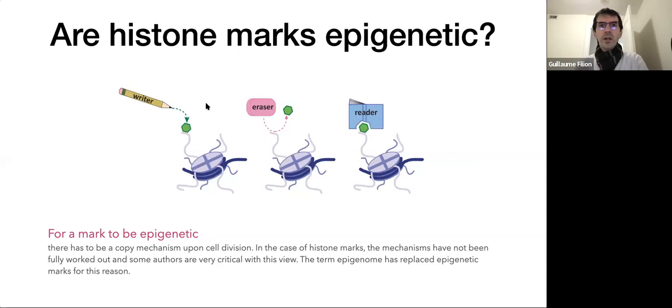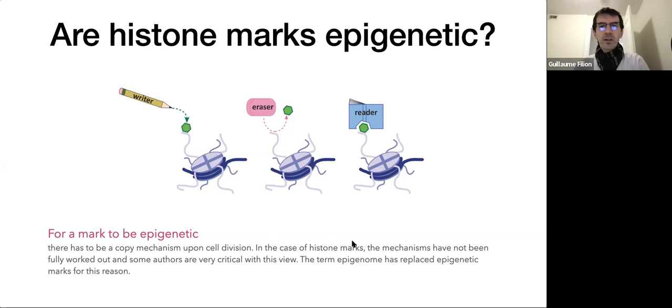So one question is, are histone marks epigenetic? I argued in the beginning that DNA methylation is epigenetic because there is a mechanism, DNMT1, that really makes sure that when the cells divide, there is a replication of the information on both sides there. For a mark to be epigenetic, there has to be a copy mechanism. That's almost the definition of epigenetic upon cell division.